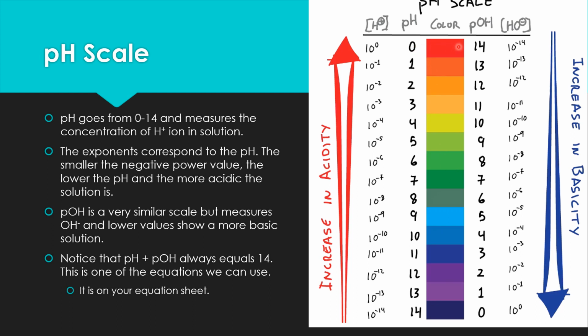And you'll notice as we look across the scale from one side to the other, what do all these numbers add up to? They add up to 14, no matter which line we're on. So pH plus pOH equals 14, and that is an equation that we're given on your equation sheet, which is pretty convenient. So that's our fourth little bullet point over here.